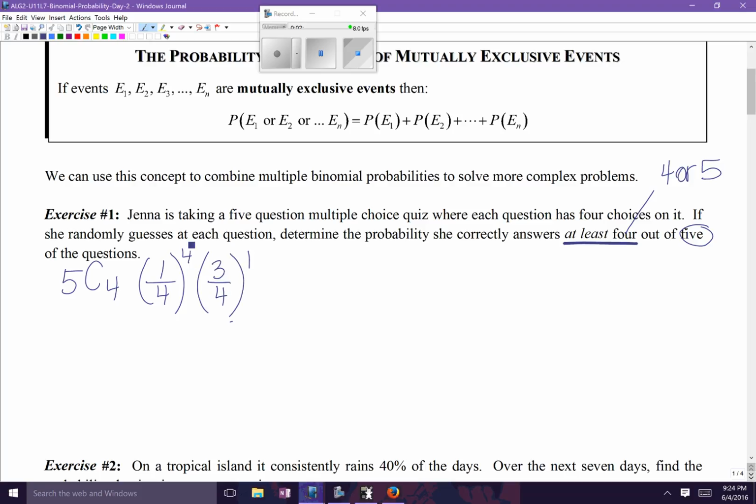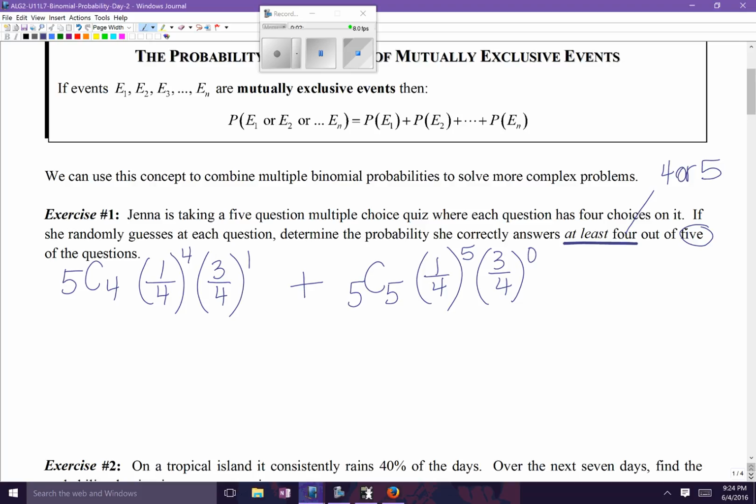And if you remember, the exponents here have to total the number of trials. So that would be getting 4 questions correct, plus I'm going to add the probability of me getting 5 questions correct. So that would be 5. I want to be successful 5 times. The probability of me being correct is 1 out of 4, or guessing, there's 1 out of 4 correct choices. This is going to happen 5 times, so that means the incorrect would happen 0 times, because again, the exponents have to add up to the number of trials.